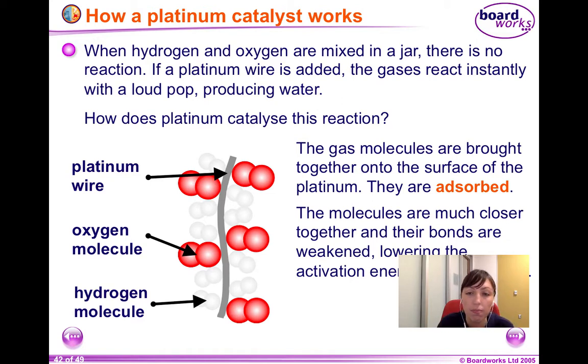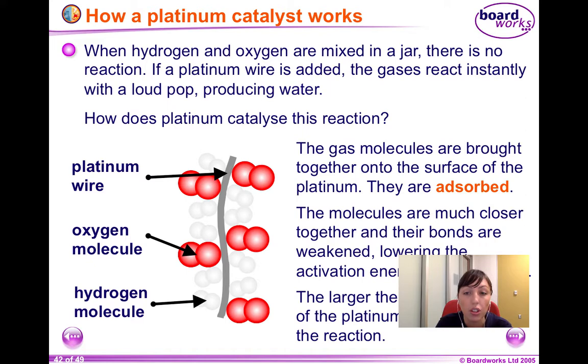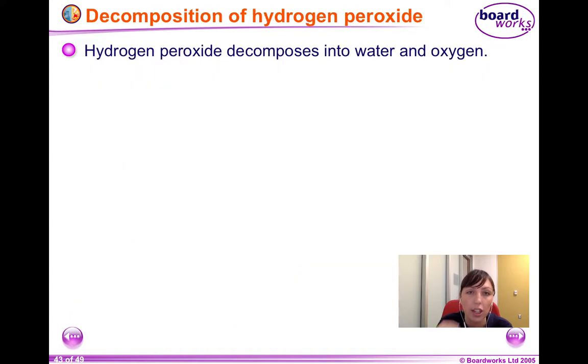So I encourage you to pause and listen to this again. Look at the model and listen to me explain it again. Read it, make sure you understand it. The larger the surface area of the platinum, the quicker the reaction.